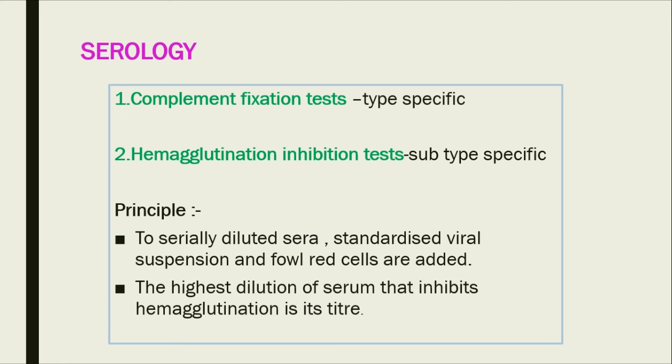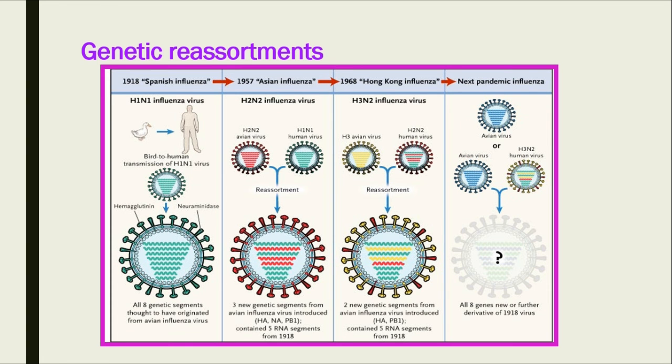But the most useful and easiest method is, of course, serological examination, where we can start with the complement fixation test, which is type specific, or the hemagglutination inhibition test, which is subtype specific. The hemagglutination inhibition test provides a clear-cut idea about the presence of protective antibodies in the patient's serum sample. In a hemagglutination test, if the dilution increases, that means the person is severely affected. In the hemagglutination inhibition test, as the dilution increases, that means the person has protective antibodies. And I was talking about this one, genetic reassortments, antigenic drift.